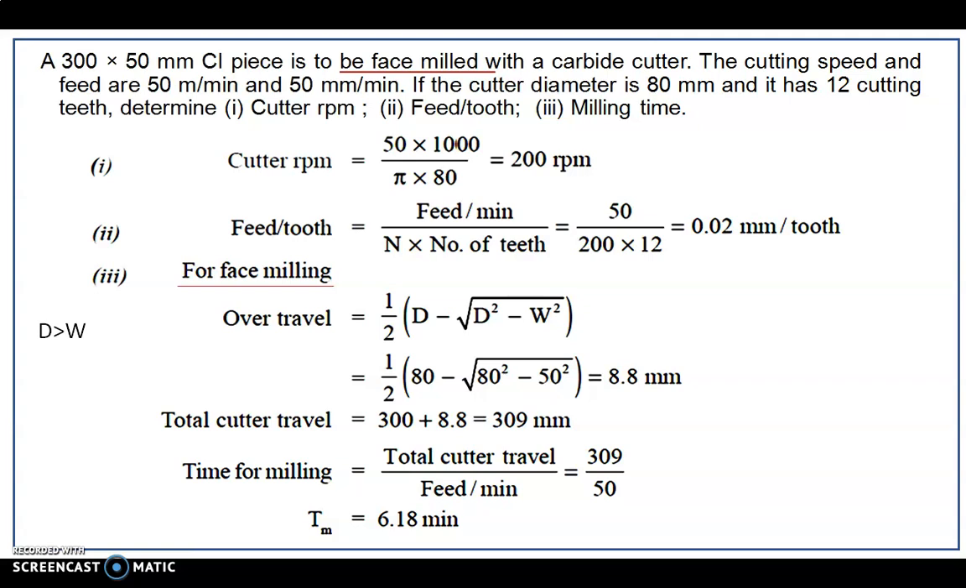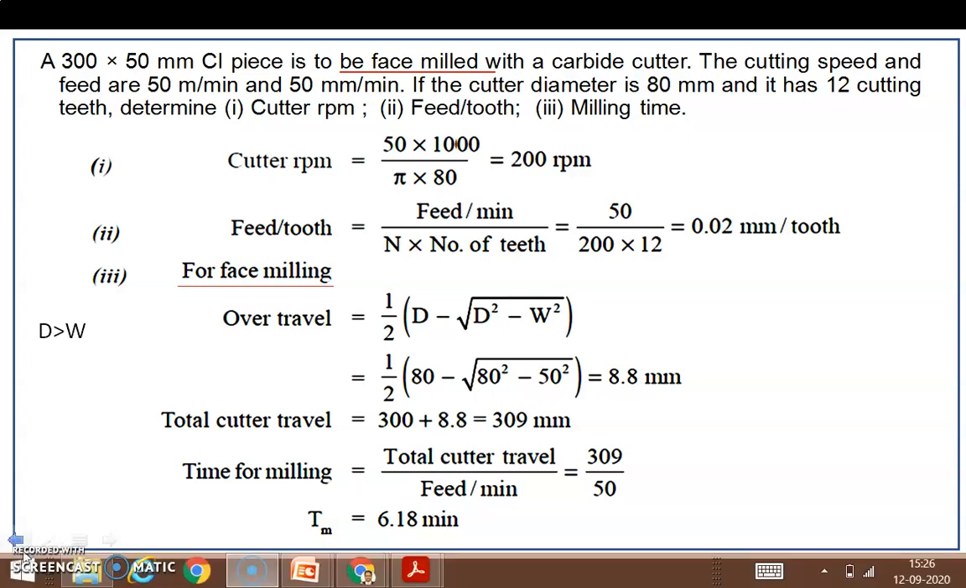For the machining or milling time, we need to find out what the over travel is. Over travel is the distance traveled by the cutter in order to complete the cutting. Since this is a face milling problem, for diameter greater than width of the workpiece, over travel equals half of D minus square root of D square minus W square. When you substitute these values, you will get 8.8 mm as the over travel. You can convert that into 9 mm. So the total travel by the cutter or the table travel should be 309 mm.